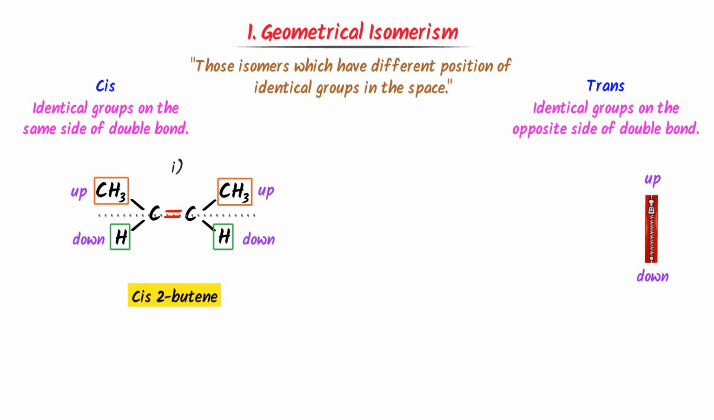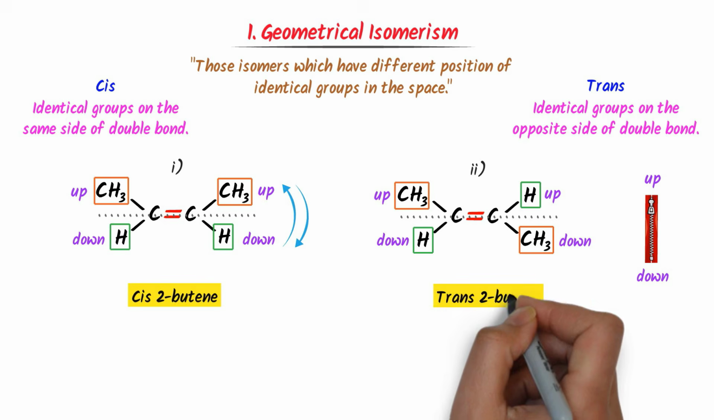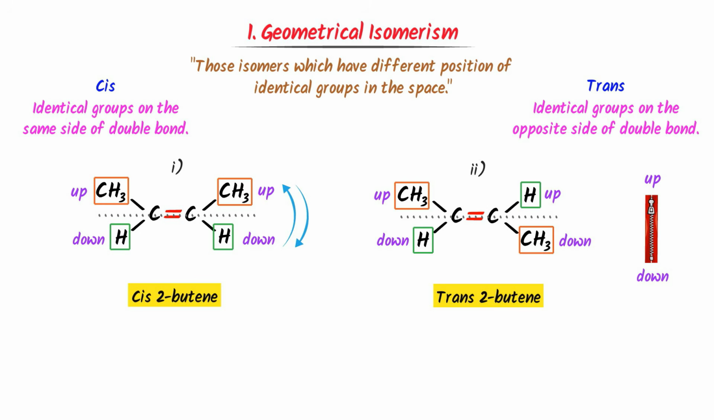Now listen carefully. I just interchanged the up and down position of CH3 and hydrogen. I get this compound. Here, this CH3 is up, this CH3 is down, this hydrogen is up and this hydrogen is down. We call it trans-2-butene. These both compounds have the same molecular formula and same structures, but different orientation of atoms in space. Hence, these both compounds are geometrical isomers of each other.